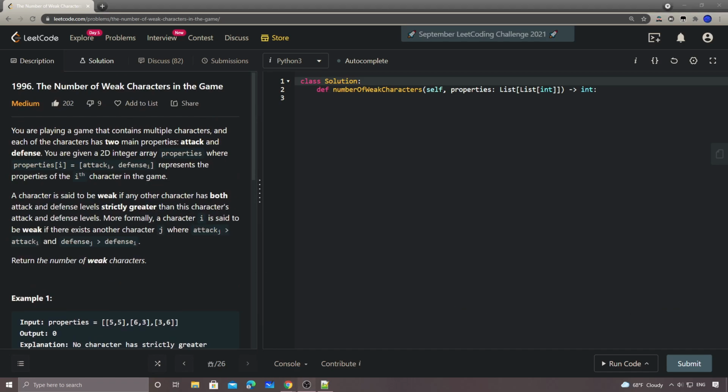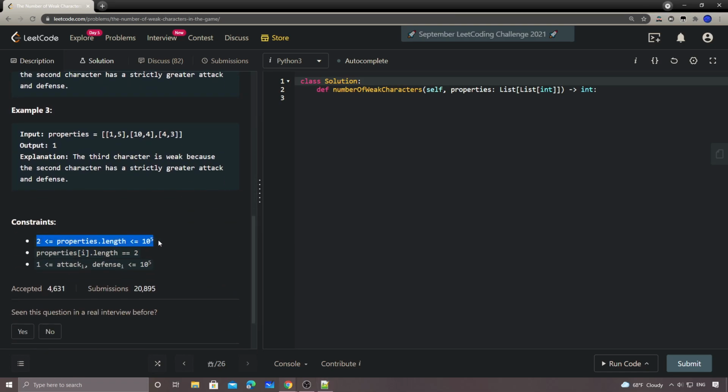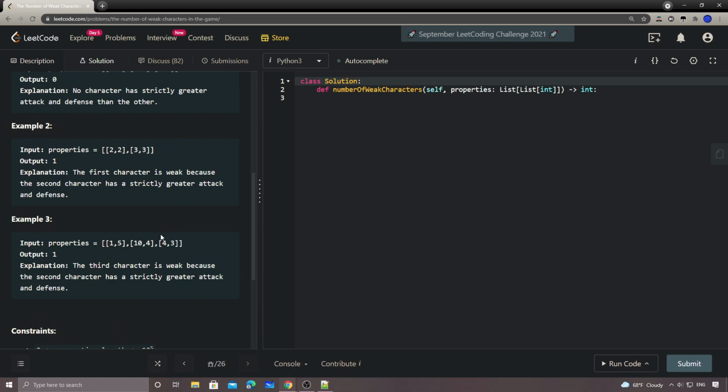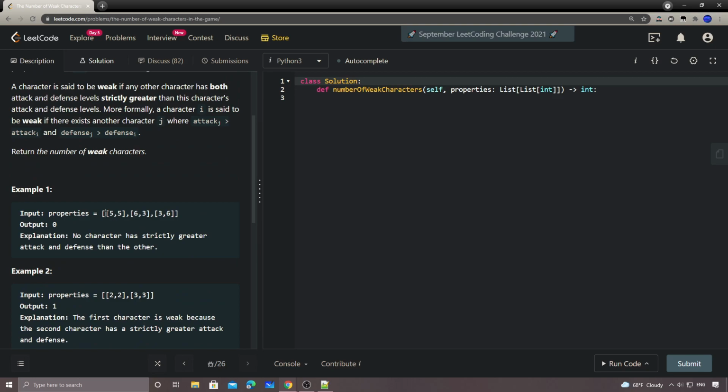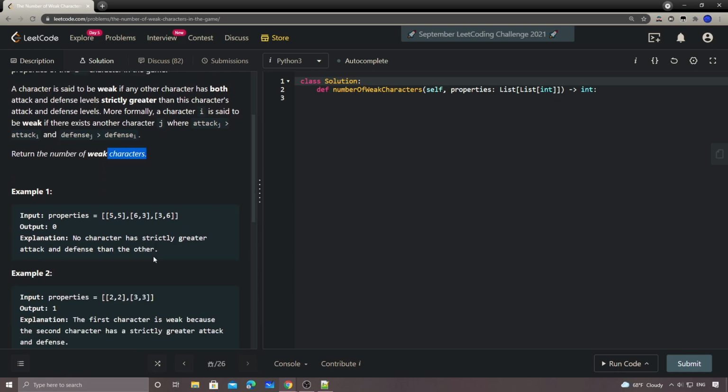So this problem, at a first glance, seems pretty straightforward, right? We just need to somehow compare each character, but since we have this 10 to the power of 5 constraint, apparently the brute force way will TLE, which is for each of the characters, we compare with all the other characters, and if any of the other characters is greater in both attack and defense, then this character is a weak character, right?